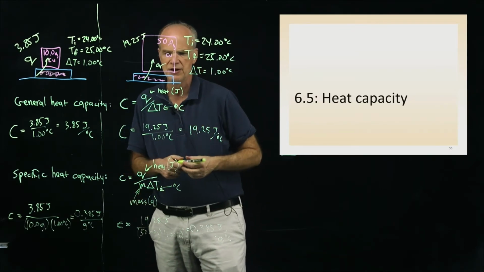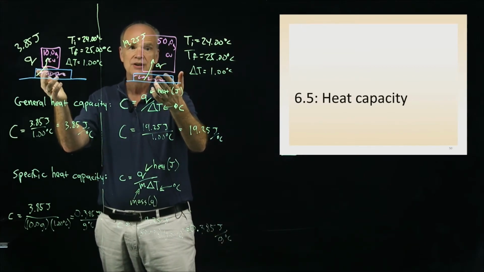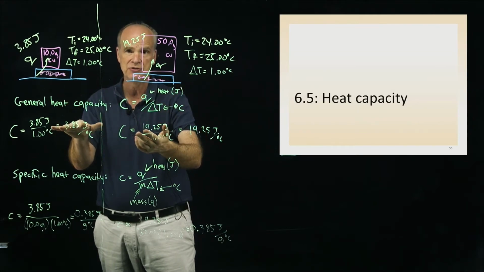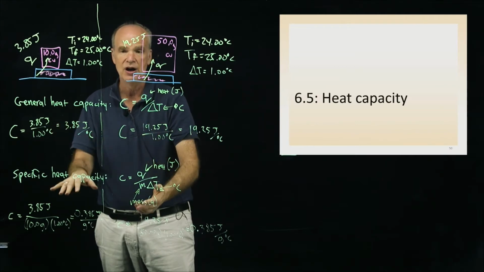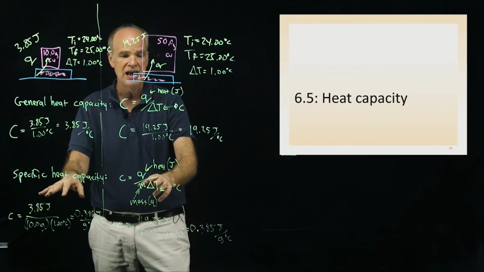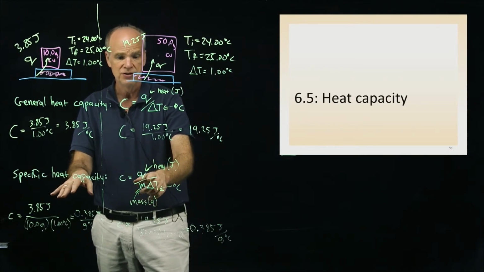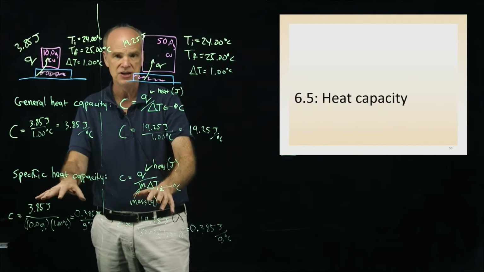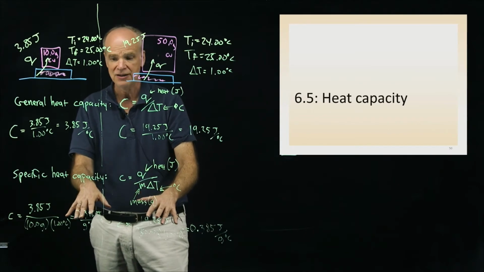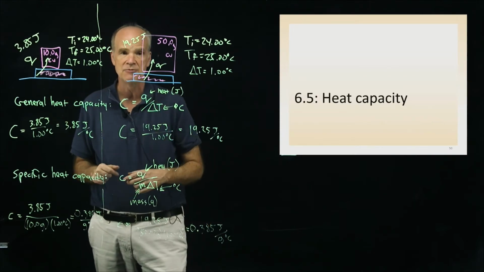This makes a very important point. With these two copper blocks, they have different masses, and if they have different masses, they will have different general heat capacities, but they will have the same specific heat capacity. The reason that is true has to do with the formula. With the specific heat capacity in the formula, you're dividing out the mass. So this calculation is adjusted for the mass of the copper block, and therefore the specific heat capacity will be the same no matter how much copper you have.